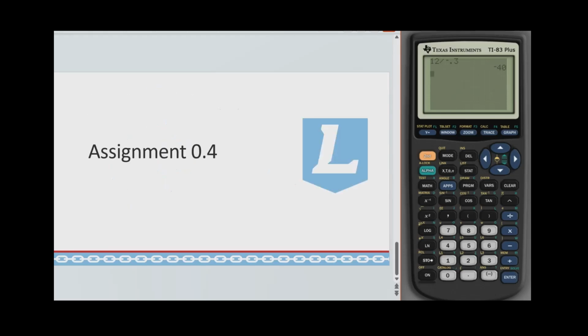So that should get you started with assignment 0.4 that you will need to complete and submit.